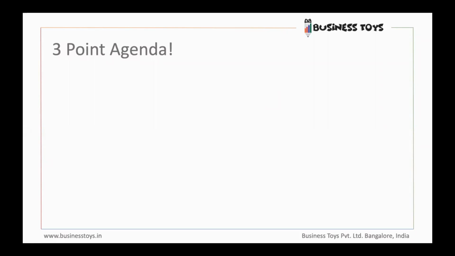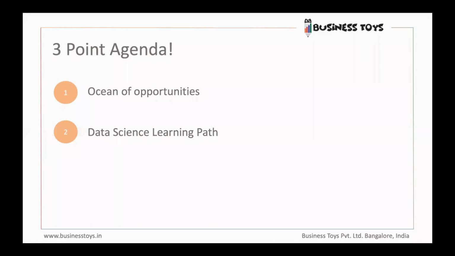It's a 3-point agenda which I have made a note of over here. The first and foremost thing is the kind of opportunities we have in data science today. The second thing is what should be your data science learning path. And the third thing is the top 5 tips to grab a job in data science during the COVID-19 recession. I'll be discussing these 3 things with you, and then in the end I'll be taking all the questions that you have to ask me, and I'll answer them one by one.